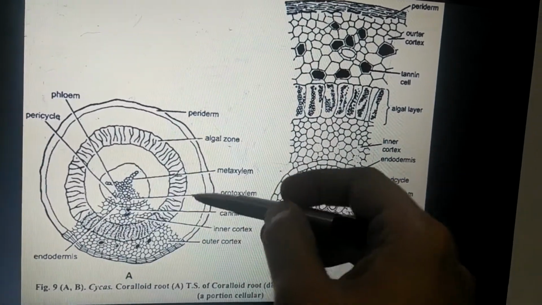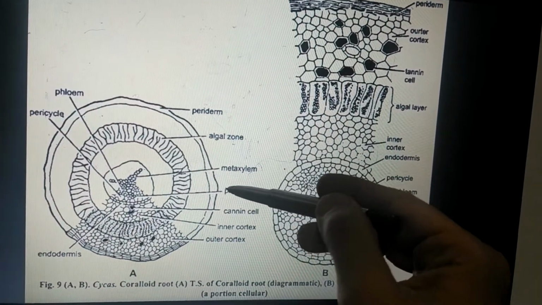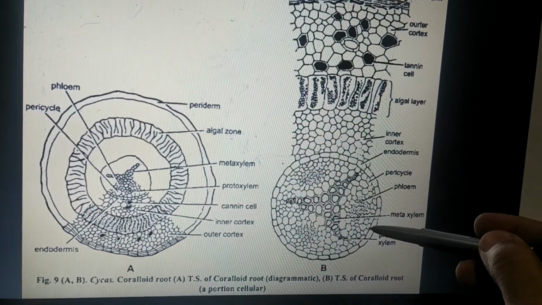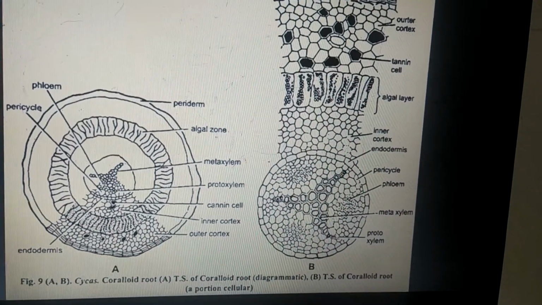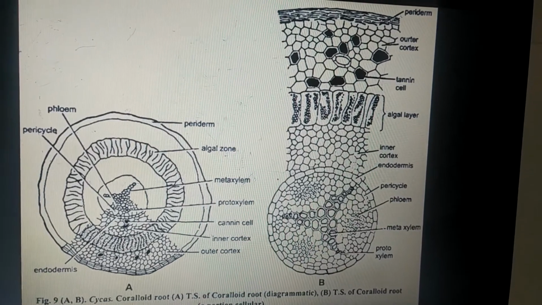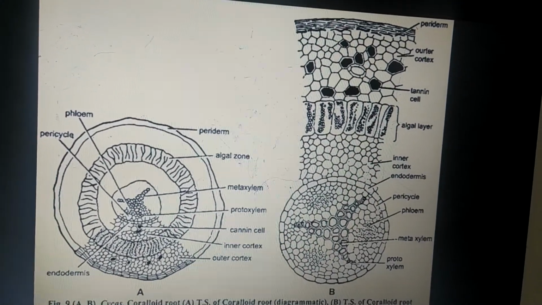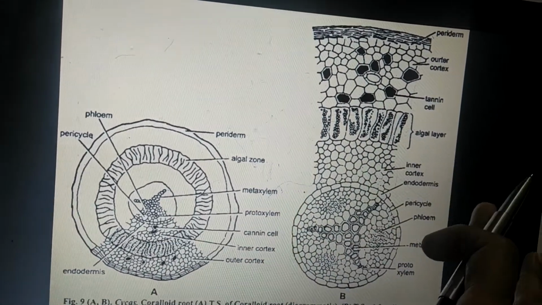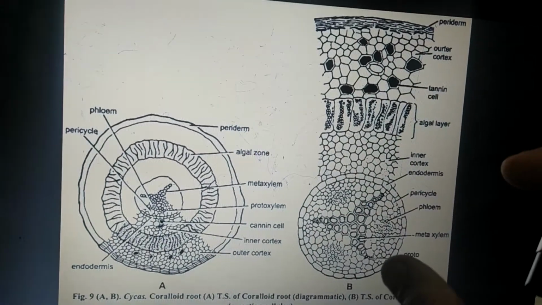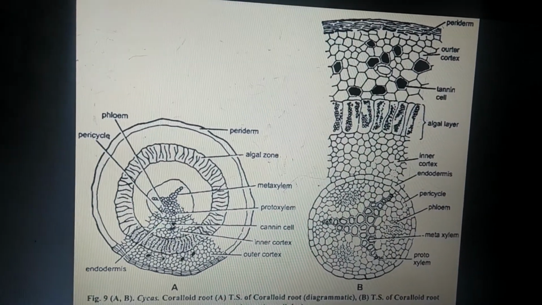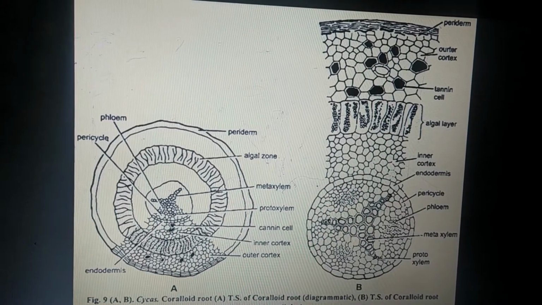In part A, this diagram is a diagrammatic view, whereas part B is at the cellular level. It is going to show each and every cell of all the three different layers of the coralloid root. Both these diagrams are of an old coralloid root. We won't have a diagram of any young coralloid root here.